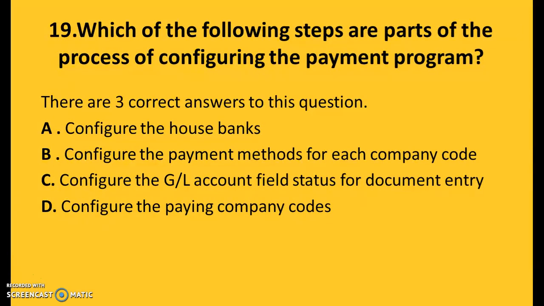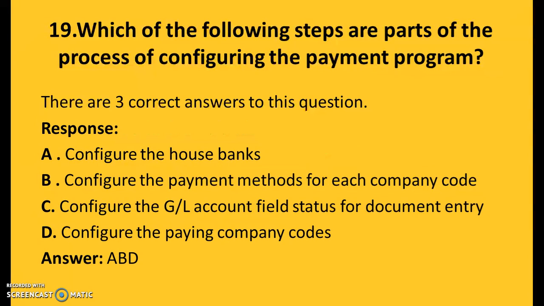Which of the following steps are parts of the process of configuring the payment program? There are three answers to this question. A, configure the house banks. B, configure the payment methods for each company code. C, configure the GL account field status for document entry. D, configure the paying company codes. So the correct answers are A, B, and D: configure the house banks, configure the payment methods for each company code, and configure the paying company codes.